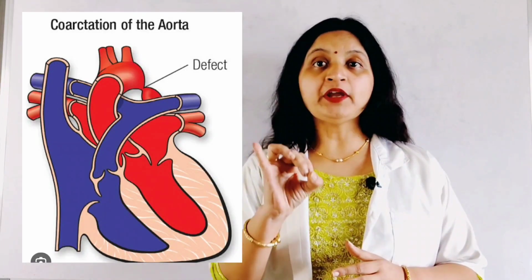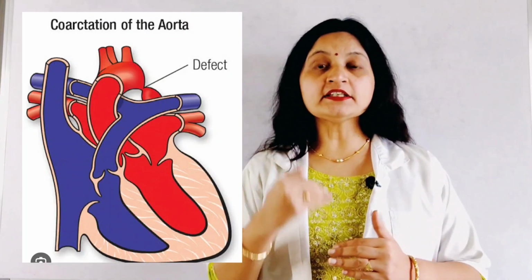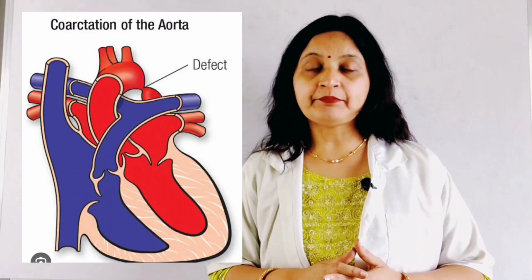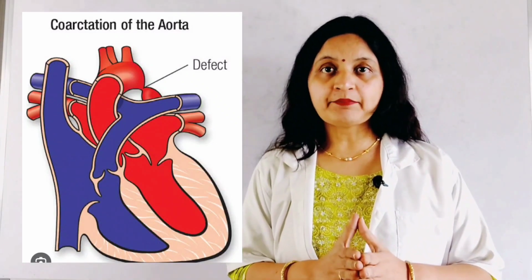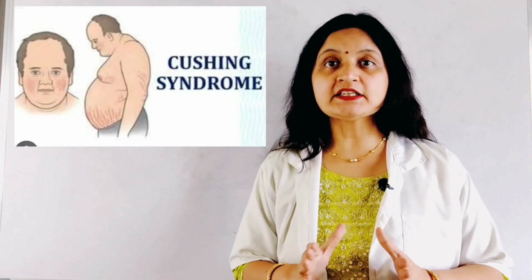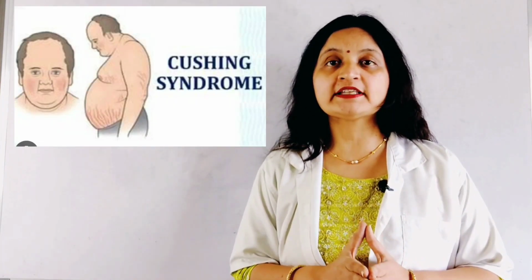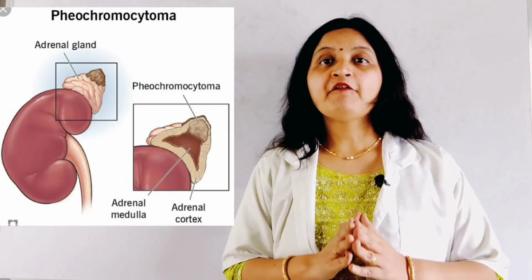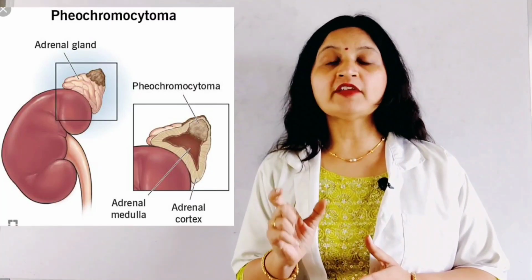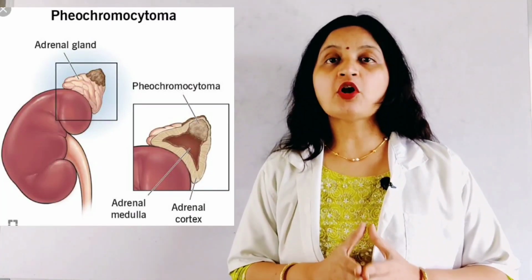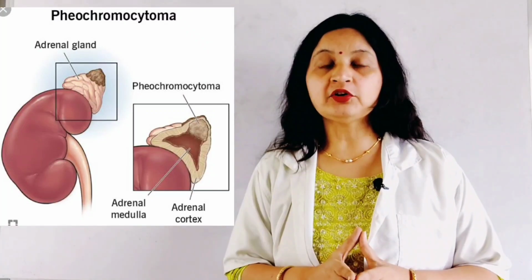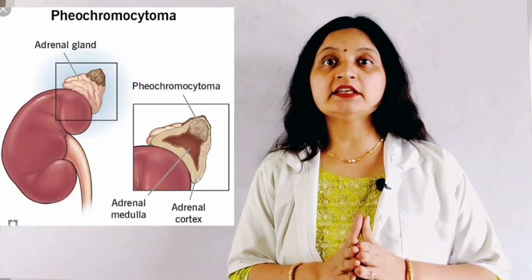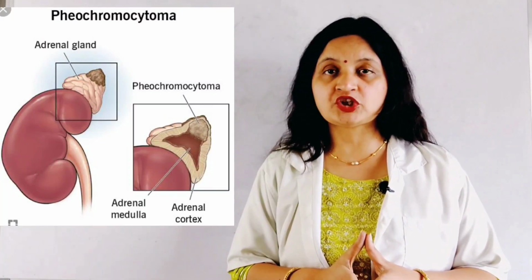So here there is narrowing of the aorta, and this increases the pressure in the upper limbs, causing upper extremity hypertension. Chronic steroid therapy or Cushing syndrome, in which there is excessive production of endogenous steroids, increases the blood pressure and causes hypertension. Pheochromocytoma is a tumor of the adrenal medulla, and this causes excessive production of catecholamines, that is epinephrine. Norepinephrine is released into the circulation, and this sharply increases the blood pressure.